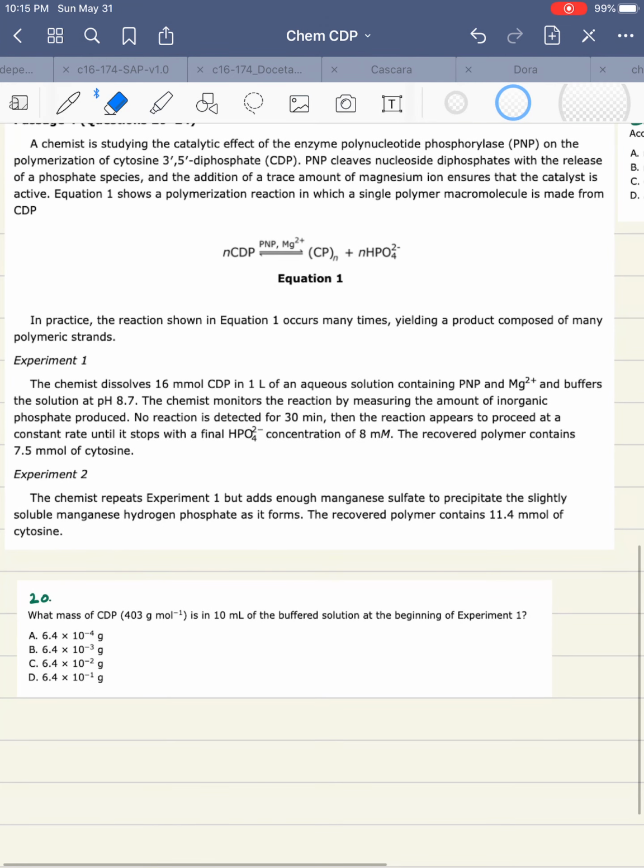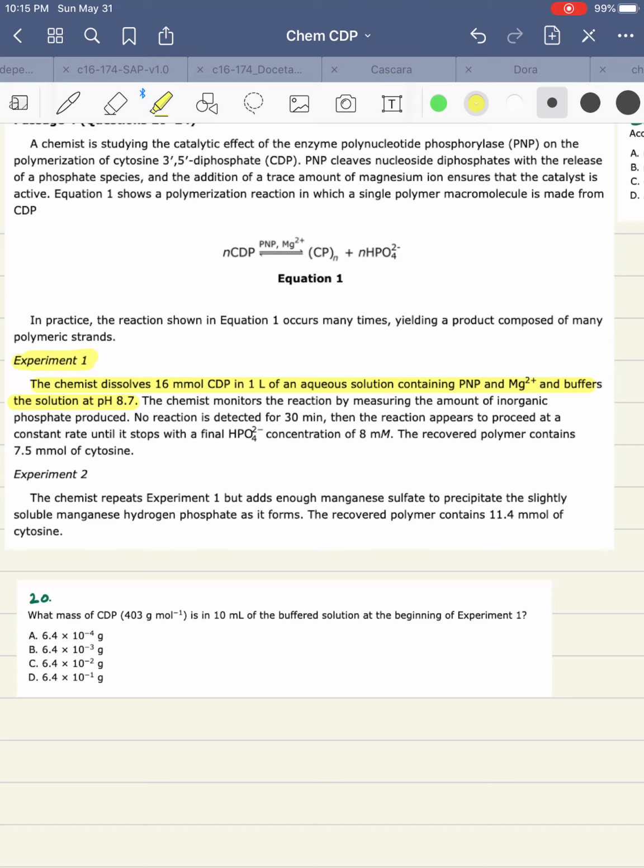All right, we're going to go into question 20 and it says, what mass of CDP, 403 grams per mole, is in 10 mLs of buffered solution at the beginning of experiment 1? So look at experiment 1 right over here. All right, this is experiment 1. And experiment 1 says the chemist dissolves 60 millimoles of CDP in aqueous solution containing all this material and buffers the solution at 8.7 pH.